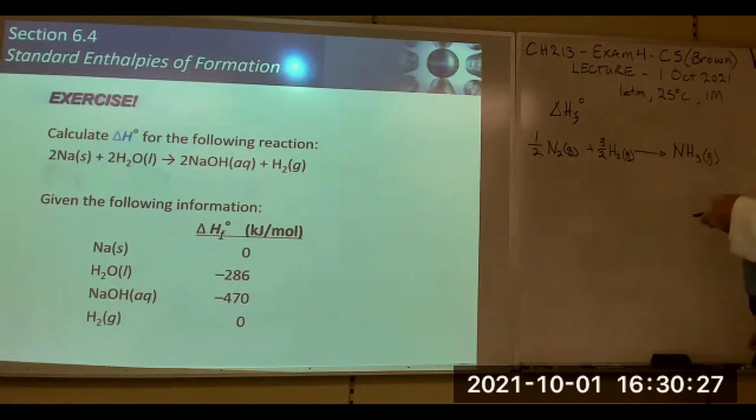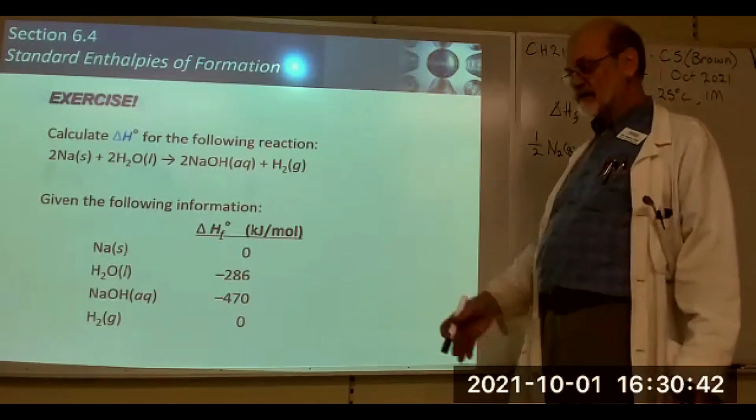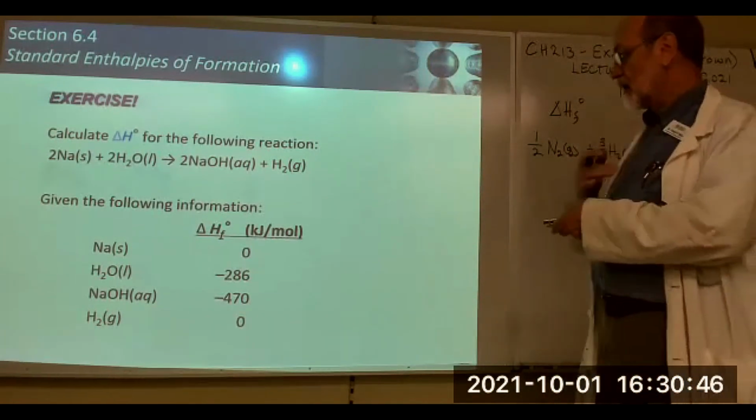So we have these standard heats of formation for all of these reactants and products. Notice that for elements, the standard heat of formation is 0. That's by convention. It doesn't take any heat to form an element. That's your starting point.